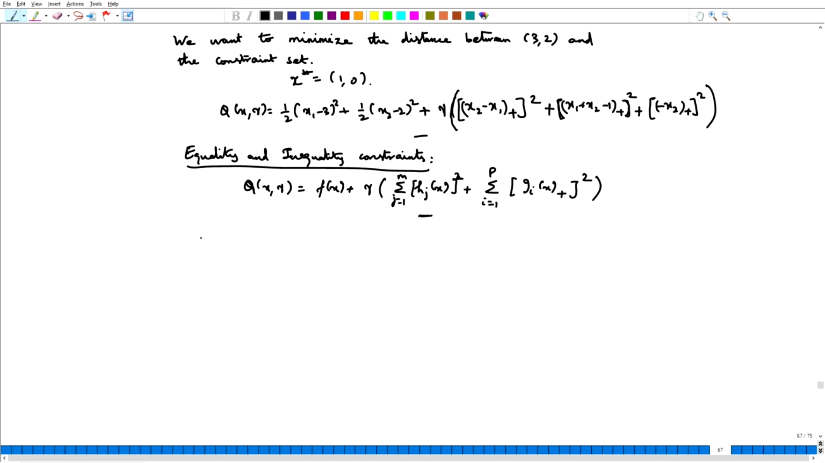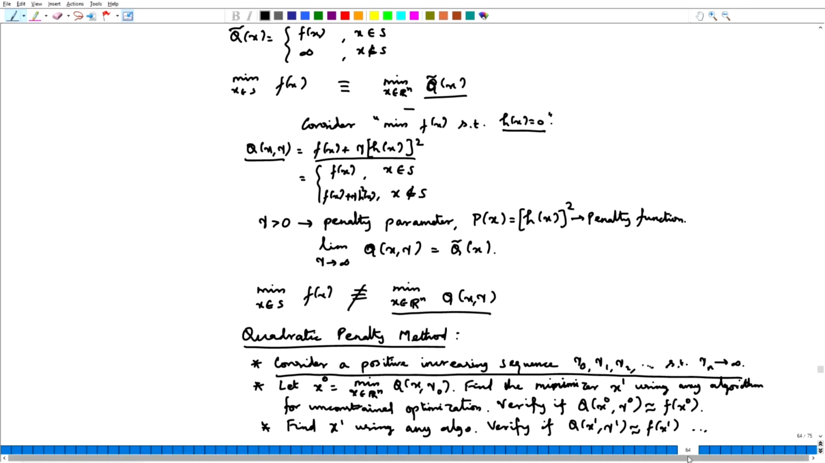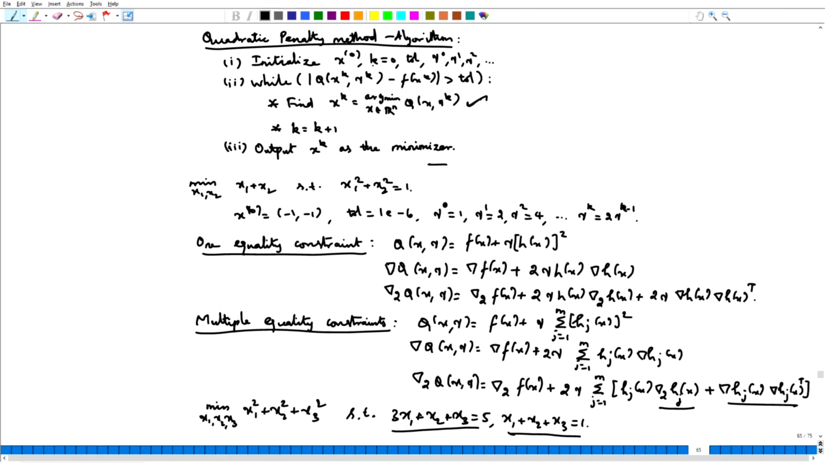If you recall the algorithm, here it is. You first initialize x 0 and k equal to 0, you set the tolerance and you choose gamma 0, gamma 1, gamma 2, which is an increasing positive sequence that diverges to infinity. While the condition mod q of x k comma gamma k minus f of x k is greater than the tolerance holds, we find the value of x that minimizes q of x comma gamma k. This continues until the difference between q of x k gamma k and f of x k is less than the tolerance, and we output x k as the minimizer.